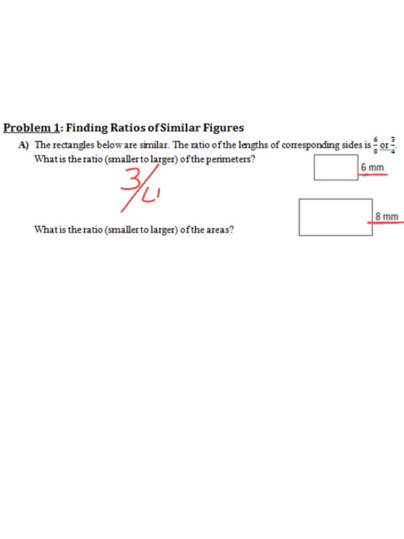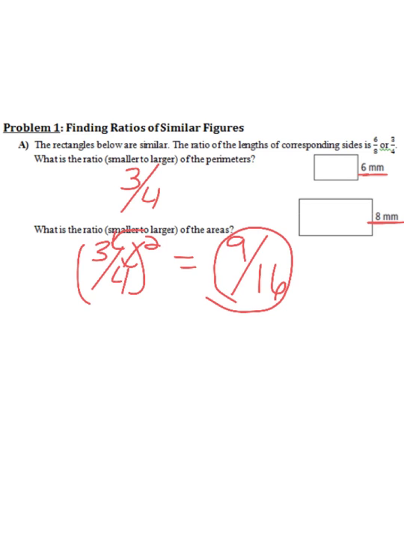The ratio of smaller to larger of the areas, so now we take that ratio we had before, 3/4, and now we square it. So we square the top number, we square the bottom number. 3 squared is 9, 4 squared is 16. My ratio of my areas should be 9 over 16.